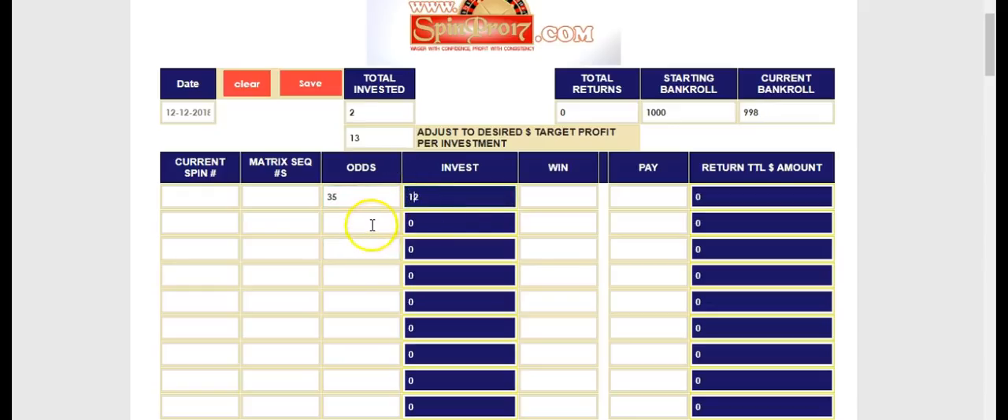Your first bet was 12, 2 units times 6 numbers. Let's just say you missed. Now it says 2 again. So we're looking at 12 times 2 is 24. Now notice this goes to 3. Now, if you had 18, that would be 54.